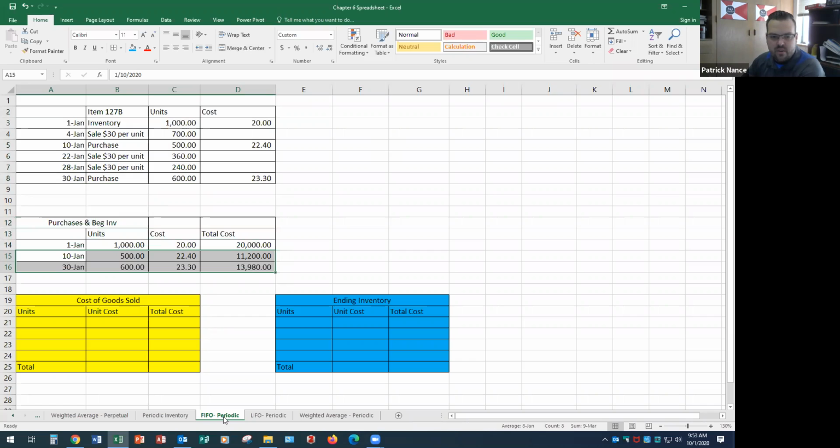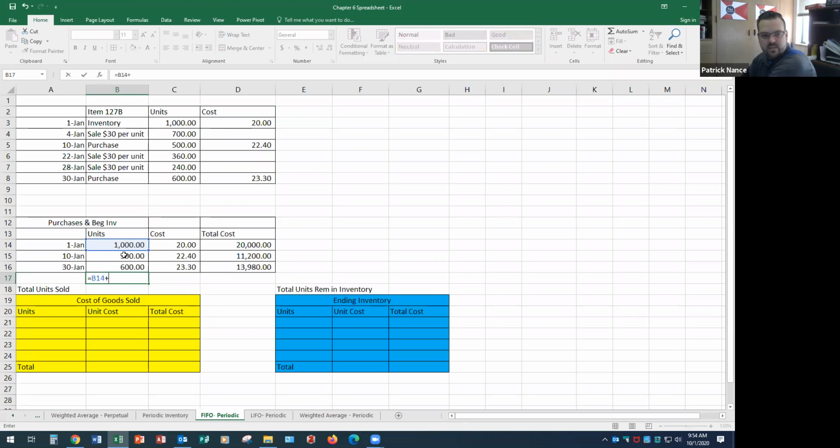So if I'm using FIFO, to figure out my cost of goods sold, I need to figure out what the units I sold cost me. First, let's see how many total units were sold and how many total units remained in inventory for my ending inventory. I know I had a total of 1,560 units that I had available for sale. All I do is sum these, this plus this plus this. It's called my available for sale.